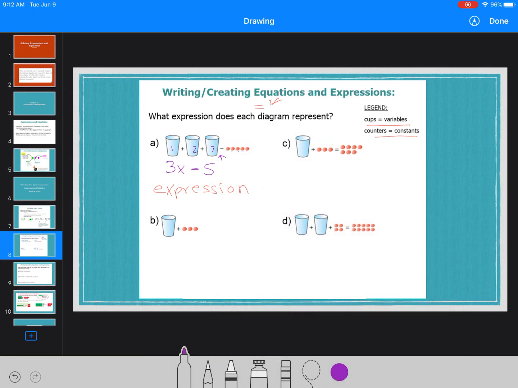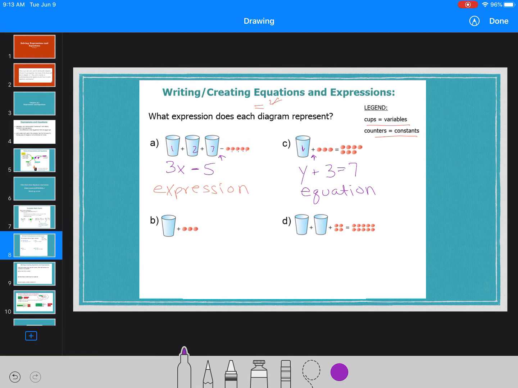Now, how many cups do we have? We have 1 cup. Remember, a cup is a variable, so we could make that even y. And then our operation is addition. And then how many counters do we have there? We have 3. Oh, and we have an equal sign. And we have some more counters. How many counters do we have here? Okay, so y plus 3 equals 7. Now, is this an expression or an equation? If you thought equation, you're correct because it has that equal sign.